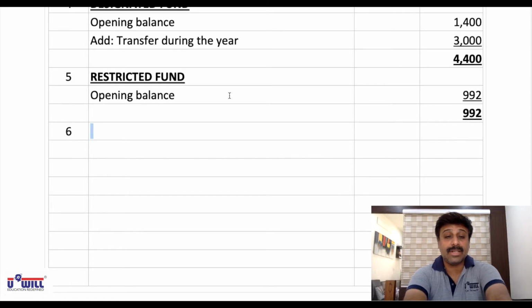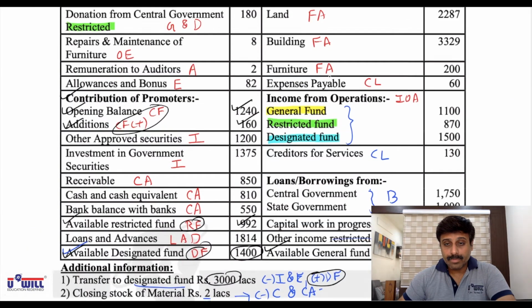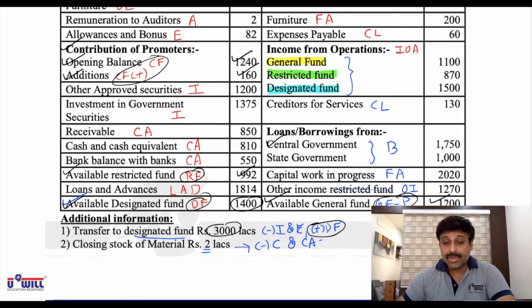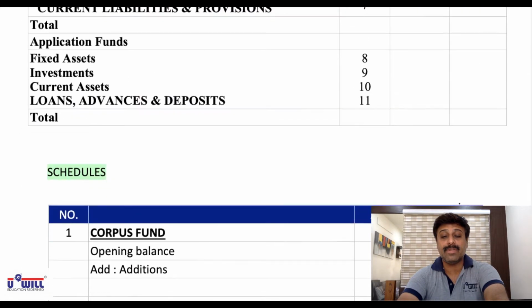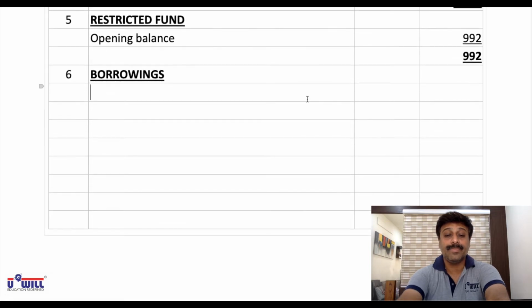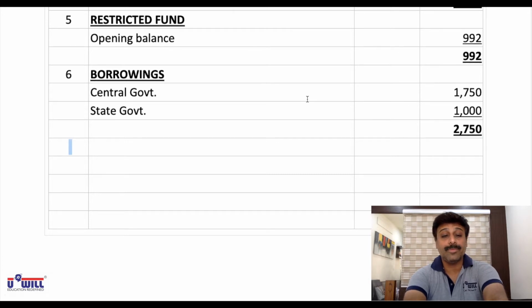Then 6, after restricted fund we have borrowings. B marked items. Here we have borrowings. Central government 1750, state government 1000. Only two items are there and there is no hidden adjustment also. From central government 1750 and from state government 1000. Total comes to 2750. Okay.